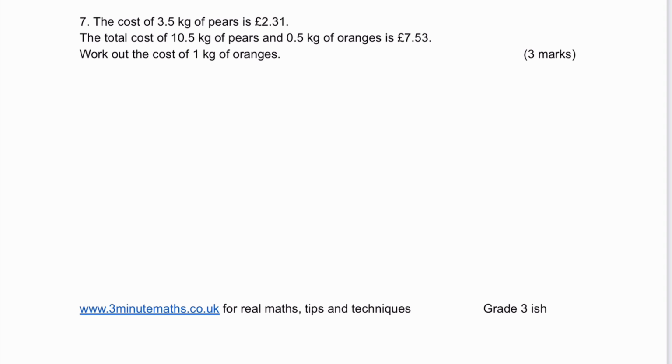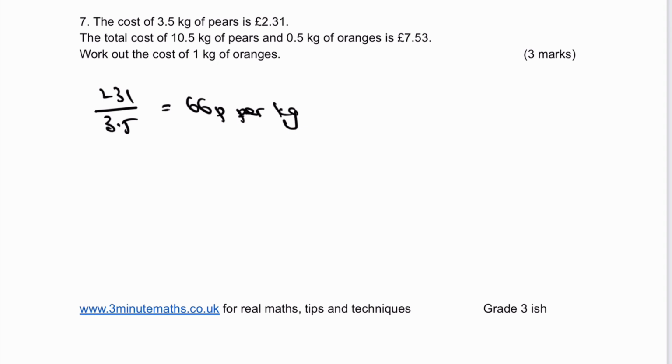So the cost of 3.5 kilograms of pears is £2.31. So what I'm going to say is that I want to work out 1 kilogram of pears. So what I would do is I'd do 231 divided by 3.5. Now, again, you might want to do that as some sort of division, but just as a fraction, it's going to work out on your calculator at 66 pence per kilogram. Okay, so that's the cost of pears.